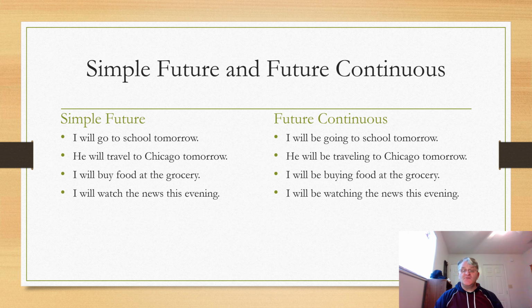Now, we can also use the future continuous in a similar way. So I will be going to school tomorrow. You could talk about the process, kind of a continuing action. He will be traveling to Chicago tomorrow. Okay, so you can talk about that in a way which emphasizes the process. Okay, I will be buying food at the grocery, so something you'll do later, but it's going to take a little time. I will be watching the news this evening. Yeah, so we can describe the future using simple future or future continuous.